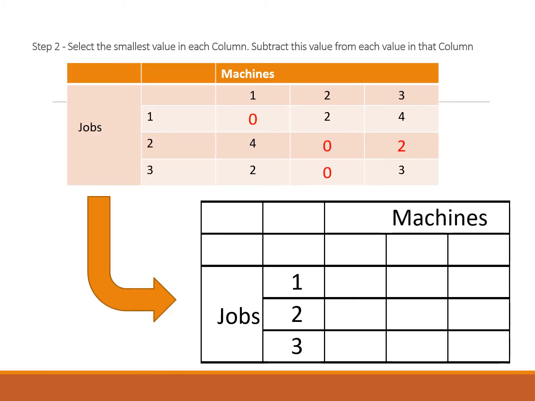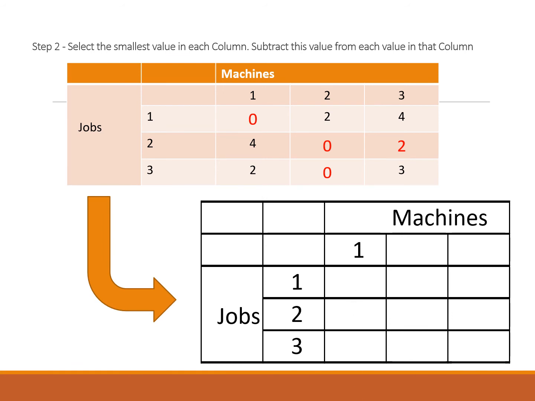Step number 2 is select the smallest value in each column and subtract this value from each value in that column. So by observation you can identify it in a clear way. In the first column, machine 1 column, the minimum value is 0. Next, column number 2, again the minimum value is 0, and the next column, machine 3, the minimum value is 2. So now check it out, the values come in this way.